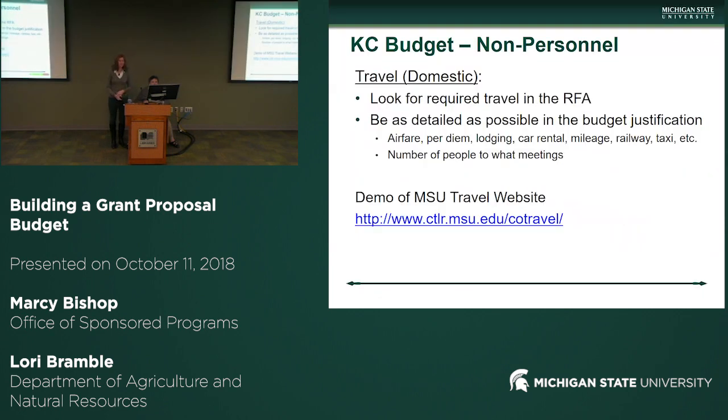All right, so now we're going to look at domestic travel. As I mentioned before, make sure that you look for any required travel in the solicitation or RFA. We're seeing a lot where the PI has to attend a meeting every year of the project. You need to be as detailed as possible in your budget justification. This is the one area where you really need to provide as much detail as you can. OSP, as well as the sponsor, is looking for this information and estimates on airfare, per diem, lodging, all of those things associated with travel.